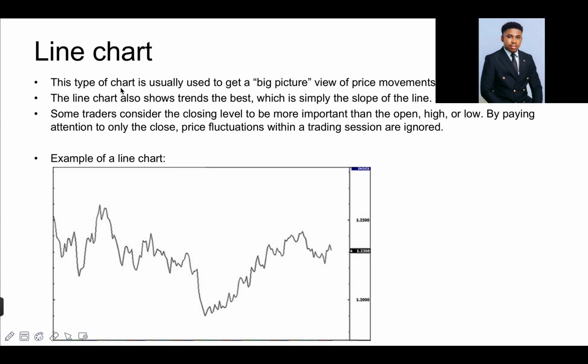This type of chart is usually used to get a big picture view of price movements. The line chart also shows trends the best, which is simply the slope of the line. Some traders consider the closing level to be more important than the open, high, or low by paying attention to only the close. Price fluctuations within a trading session are ignored. This is an example of a line chart. You can see it's just basically a line. There are no candlesticks or anything like that on this chart.